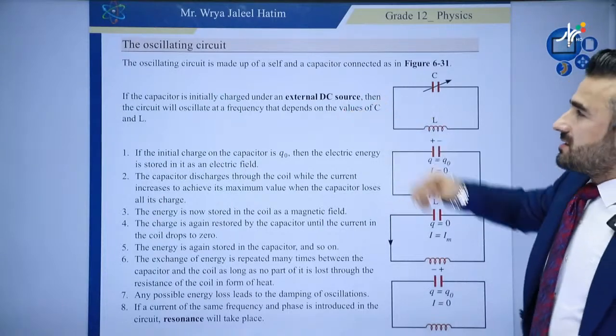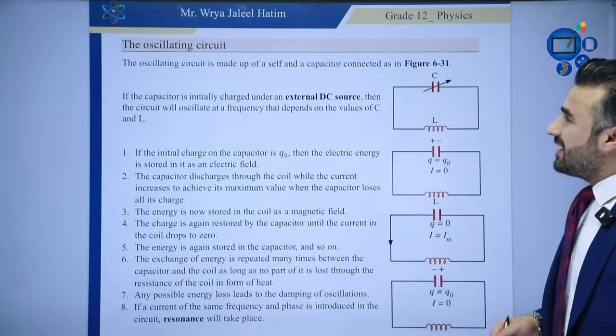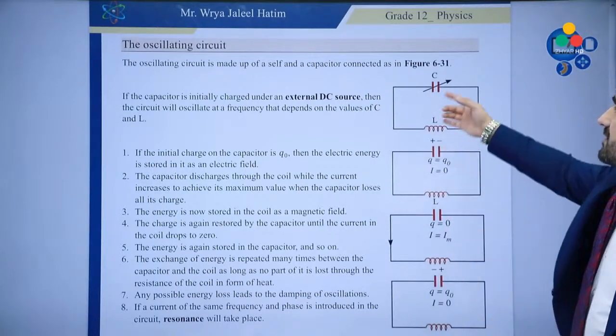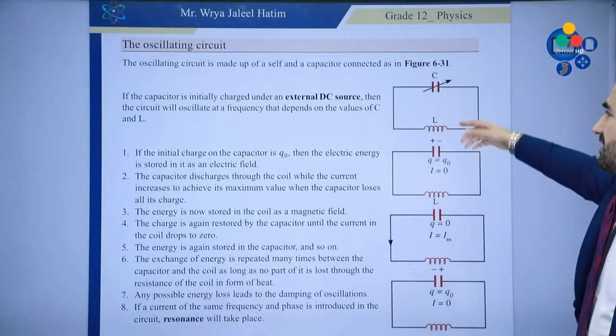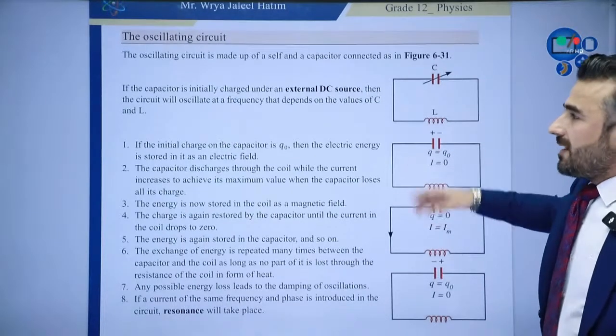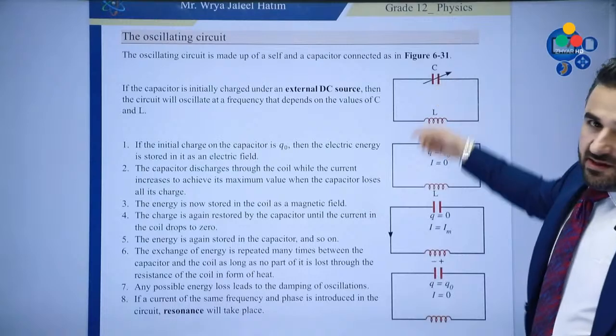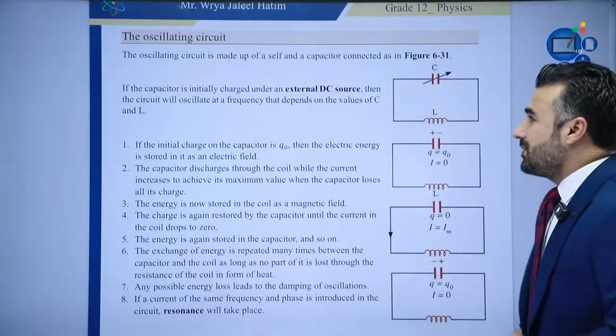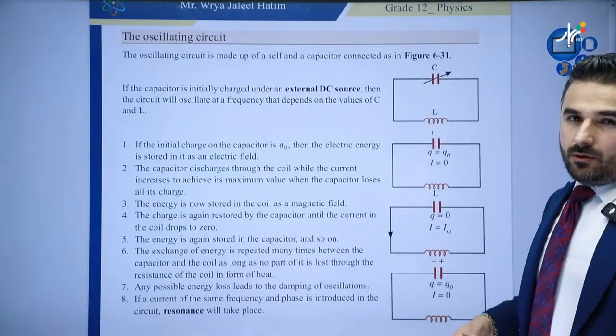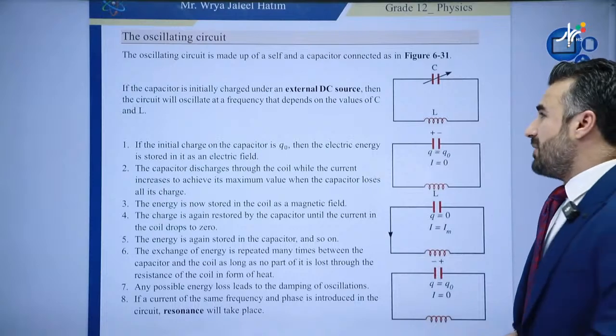You can see the oscillating circuit is made up of a coil and a capacitor connected as in this figure, as you can see here. This is a capacitor, or by the way, a variable capacitor, which means we can change the value of the capacitor here.